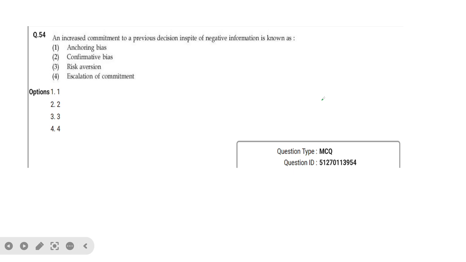An increased commitment to a previous decision in spite of negative information is known as escalation of commitment. Option 4.